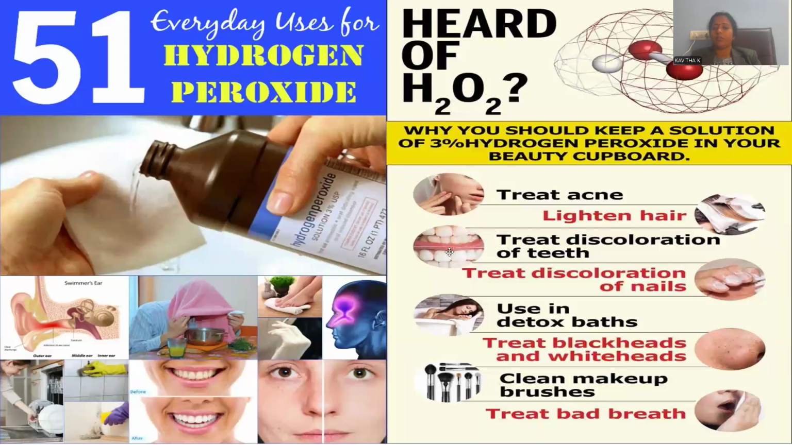Even to brighten your teeth, you can wash your teeth with hydrogen peroxide. Decoloration is possible, and it can treat discoloration of the nails. Whatever paint is there can be removed by means of this hydrogen peroxide. Detox baths: it is a detoxifying agent. That's why it can be used over here.